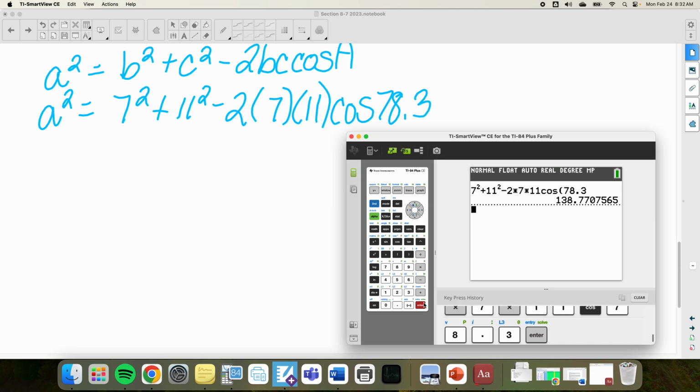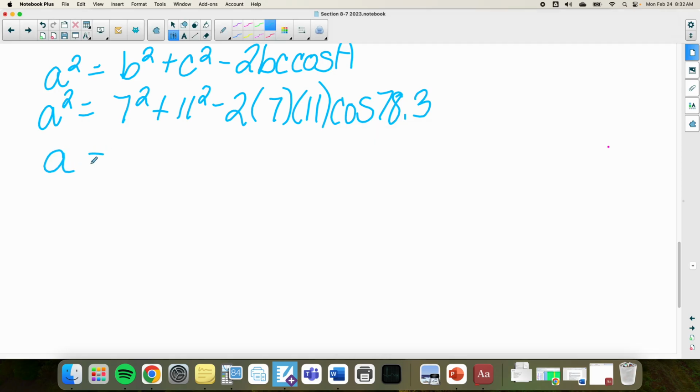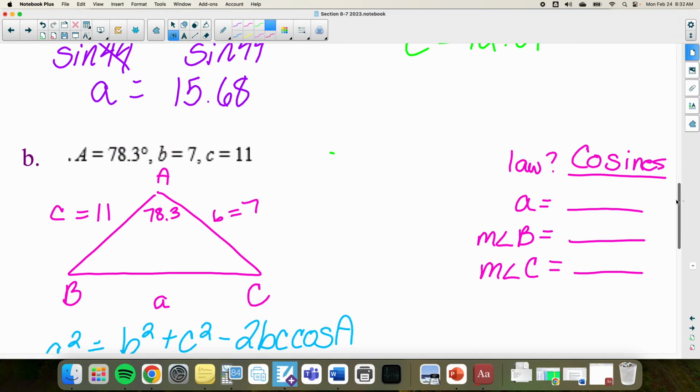So what I have to do now is go second square root, and then I can pull that answer down by going second answer. And when I do that, I get 11.78. So A is 11.78. And that goes right here.